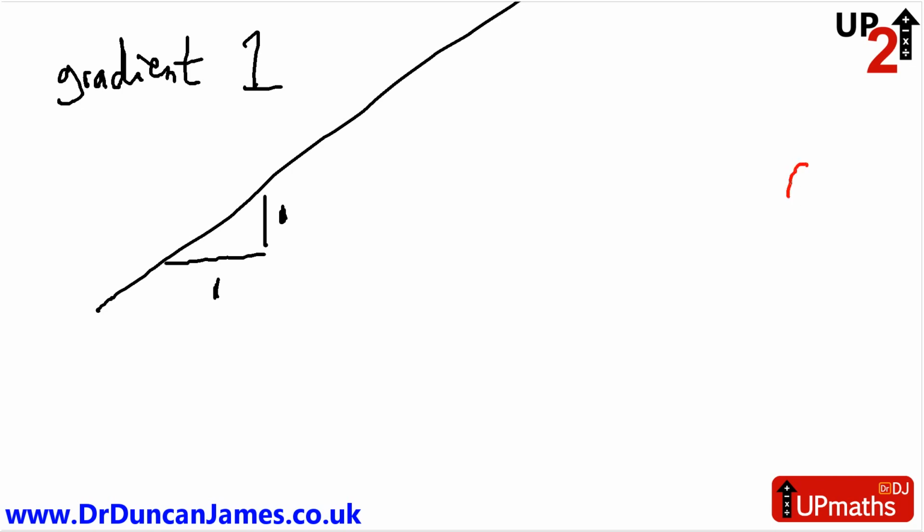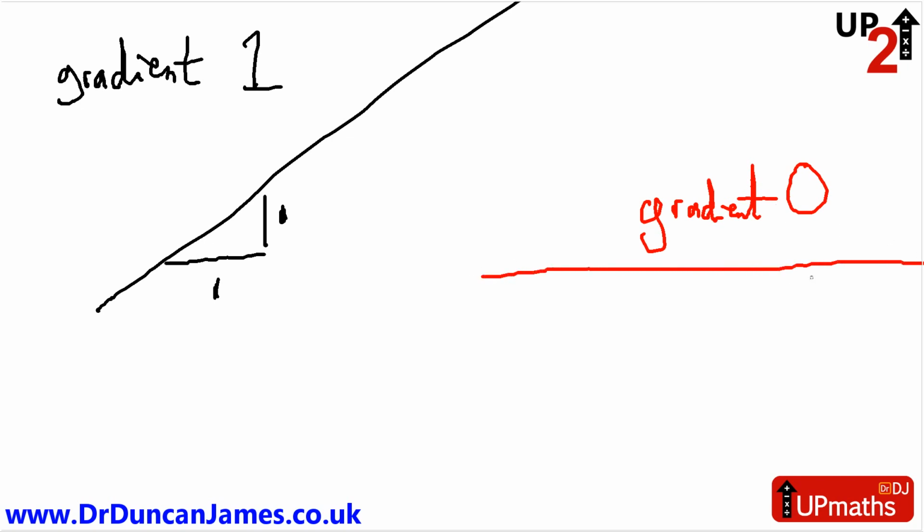Now let's try a gradient of 0. I'll just write gradient here. Have a go in your own time. That's going to be a horizontal line. And the reason is for every 1 it goes across, it doesn't go up at all. So it just stays on the flat.